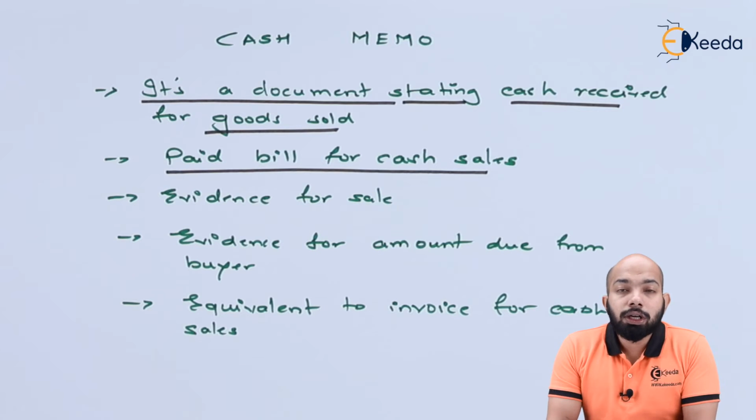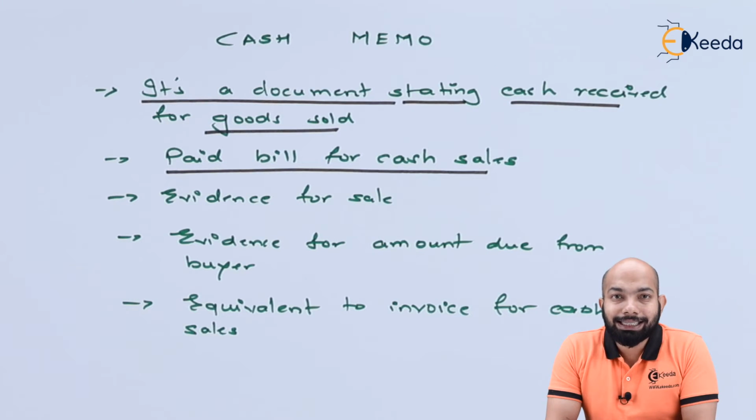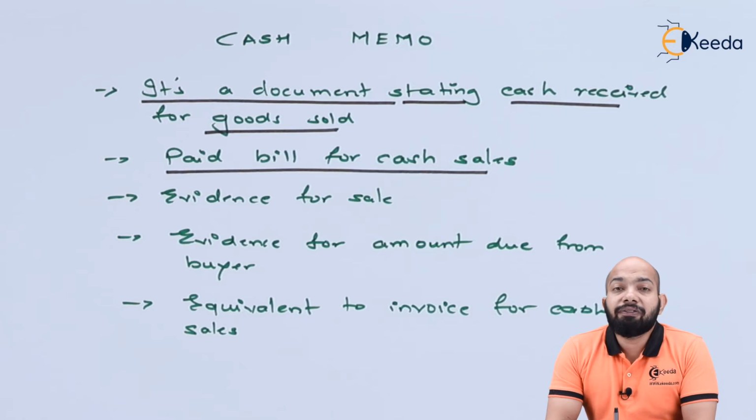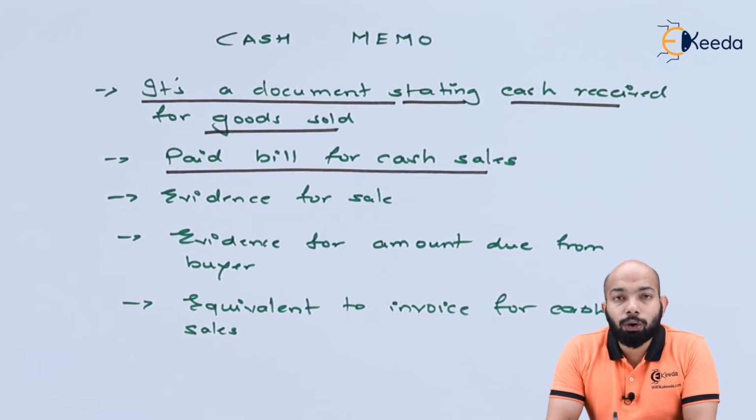This also refers to paid bills for cash sales. This means that any kind of bill that you receive as a buyer, that means you have already paid the bill and there is a specific acknowledgement receipt that you receive or a memo that you receive stating the descriptions of the transaction that has been referred to and the amount that has been paid. Hence, when we talk about cash memo, this is all it relates to.